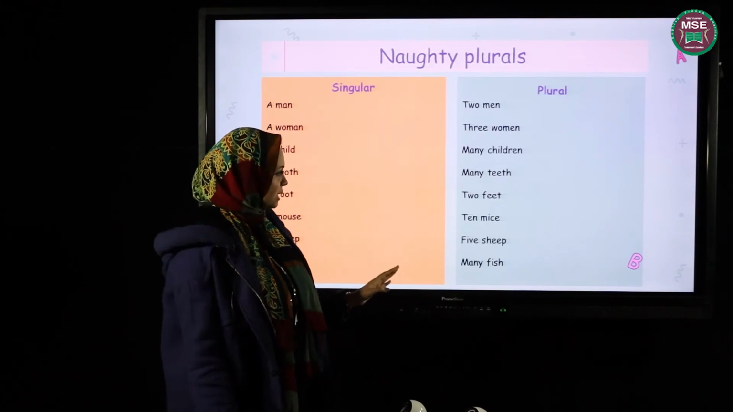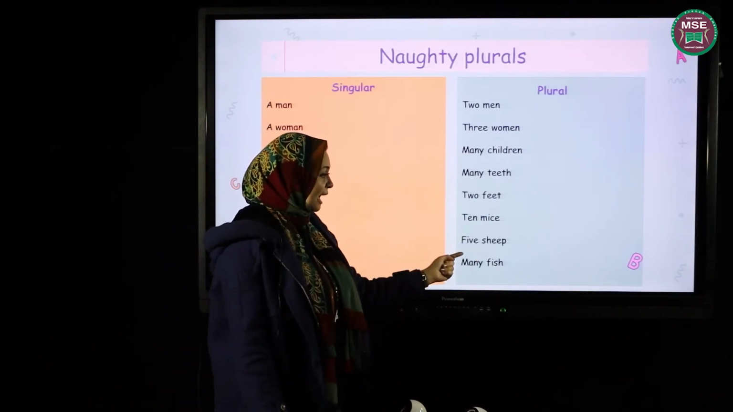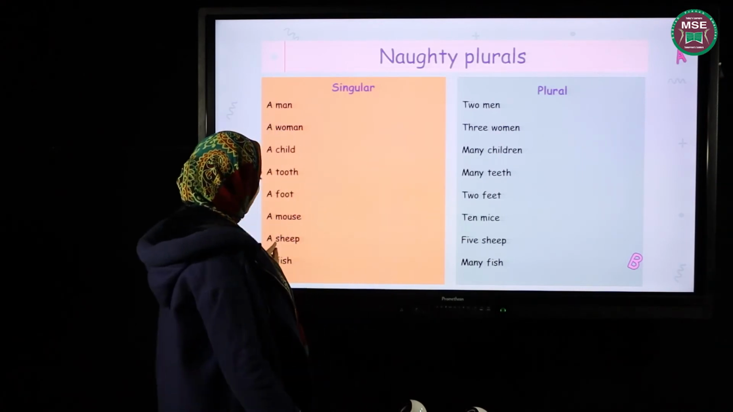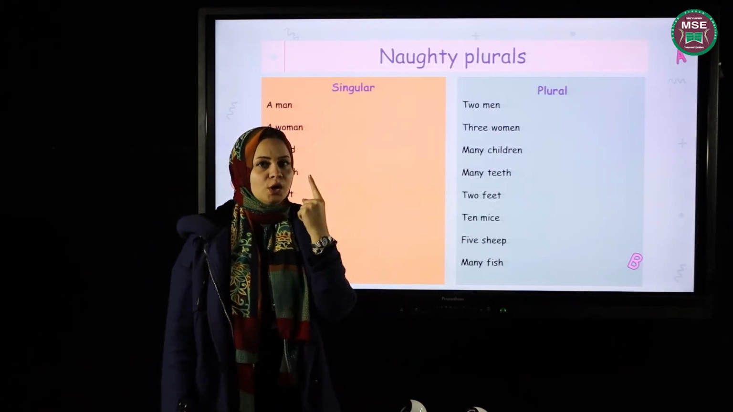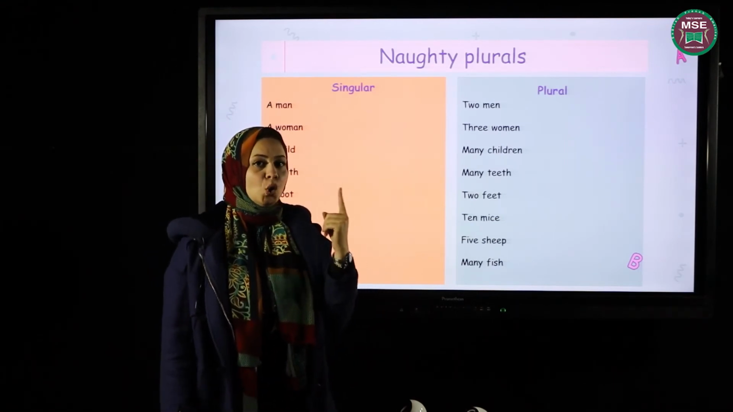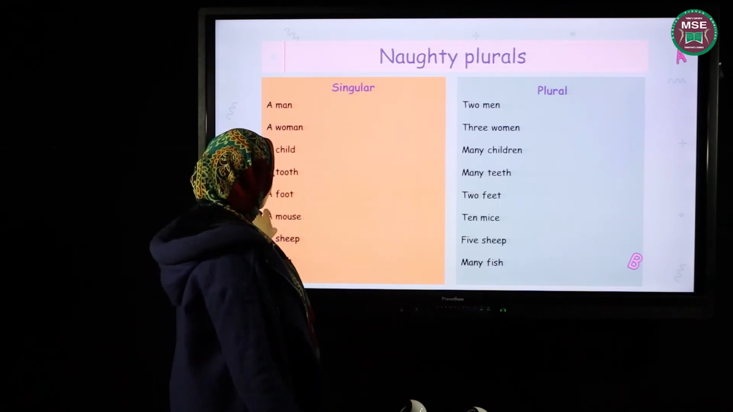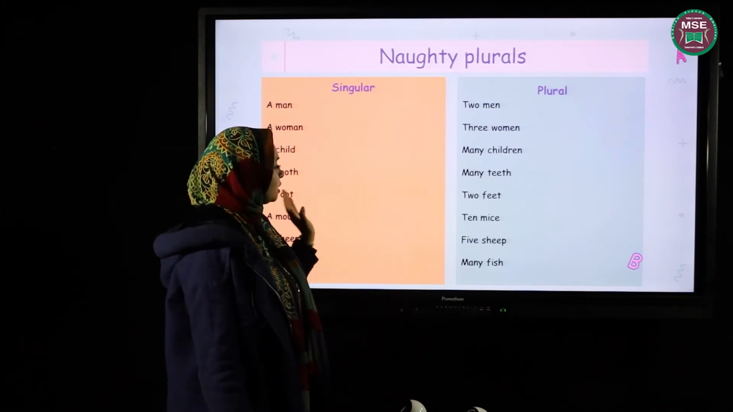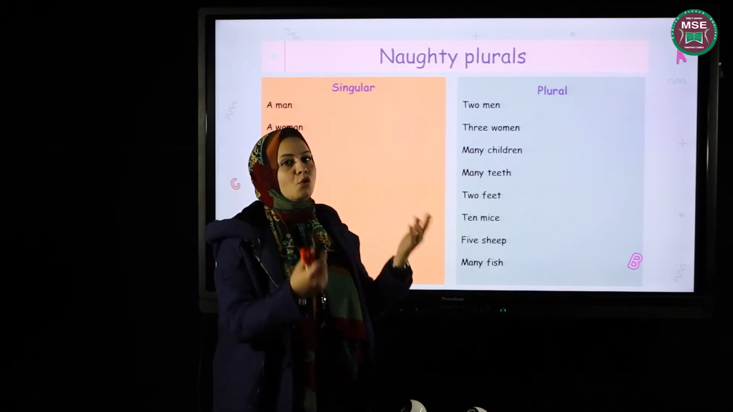So can we say a fish or a sheep to say they are more than one? No. If you say a sheep, that means that this is only one. If you say a fish, that means that this is only one. So if you cross the a out and say five sheep, that means they are more than one.